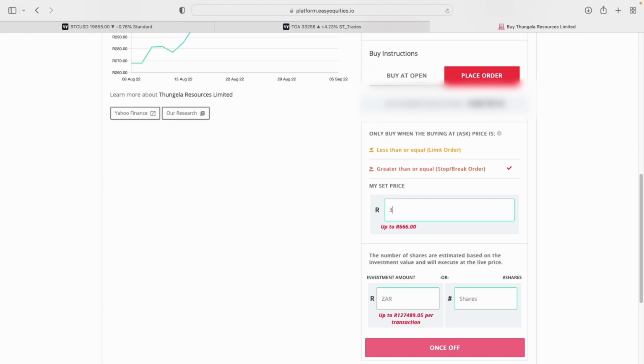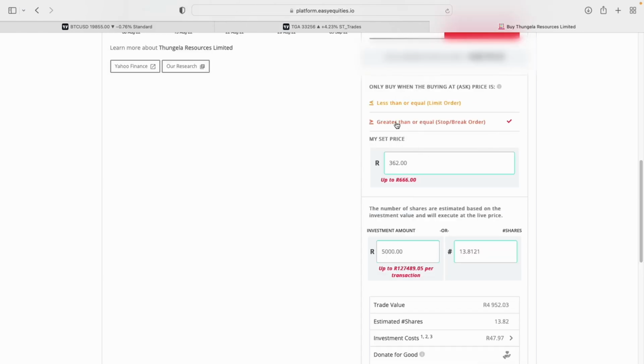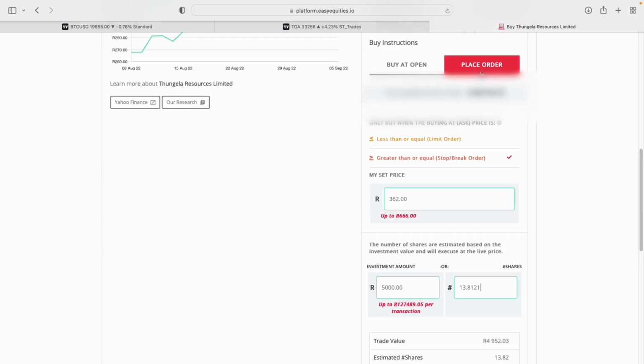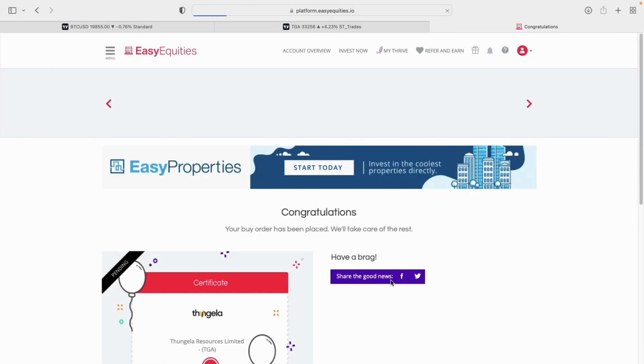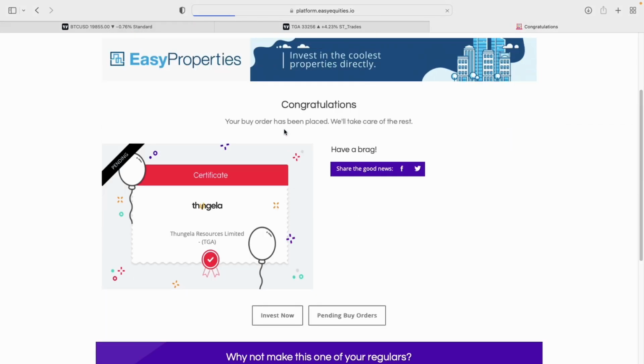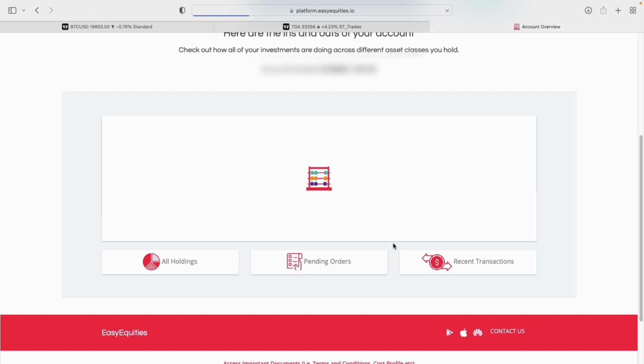So we want the trade to trigger if the share price moves above 362 rand per share, and then we want to buy an amount of 5,000 rand of shares. We're not interested in the number of shares, just the amount of 5,000 rand. Once again, make sure that you confirm that you are on the greater than, not on the limit order. You're on the stop break order, and then you are placing an order and you are not buying at open. Then when you click place buy order, you can see now your order has been placed, and then you can confirm that you have actually created a buy stop order, not a limit order.